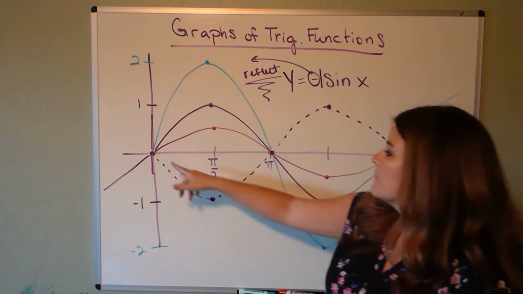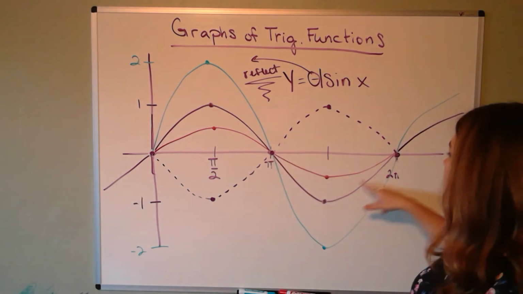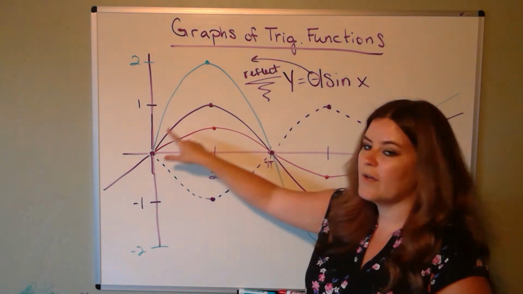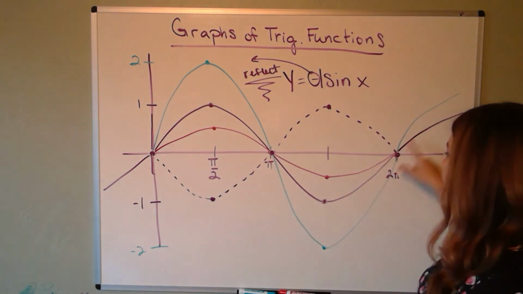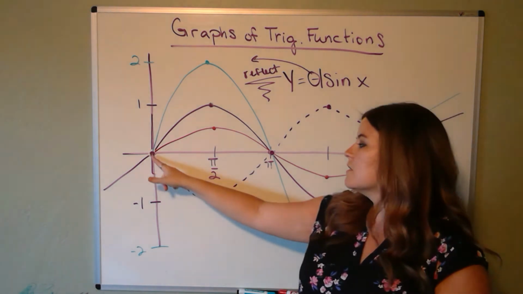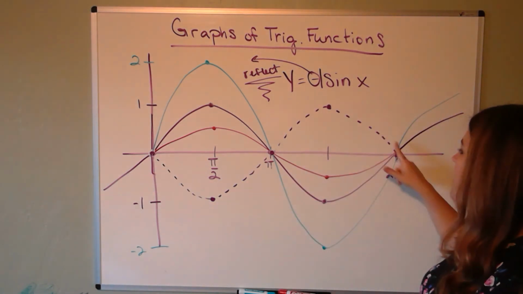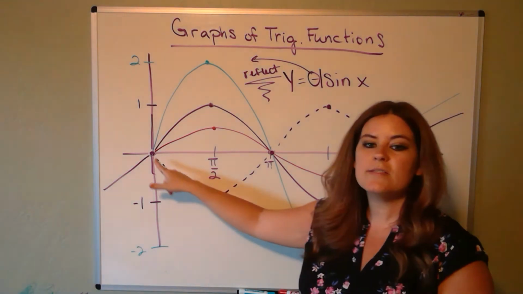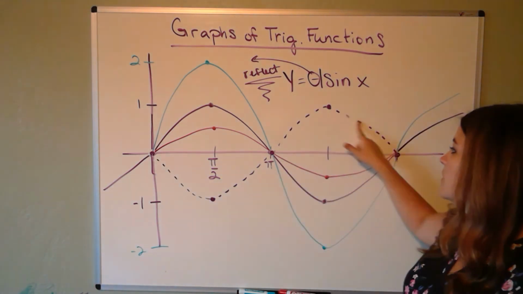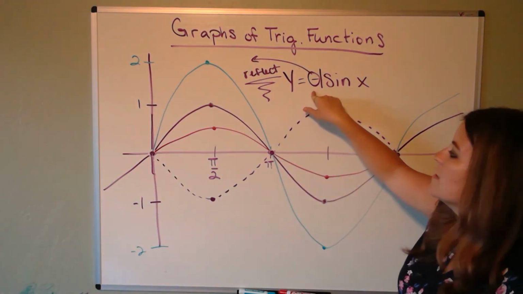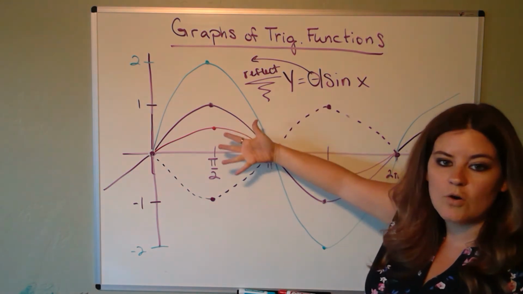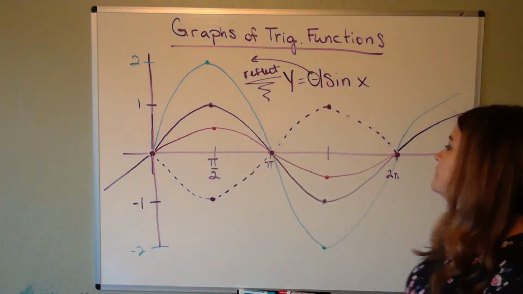So look at the purple line, our normal amplitude of 1, not reflected, just your basic sine function. And look at your reflection of that basic sine function. This is all that negative does. The only thing a negative ever does is flip it over the x-axis.